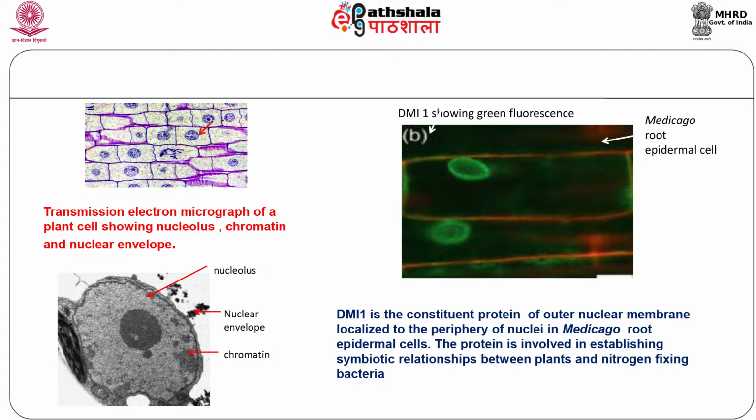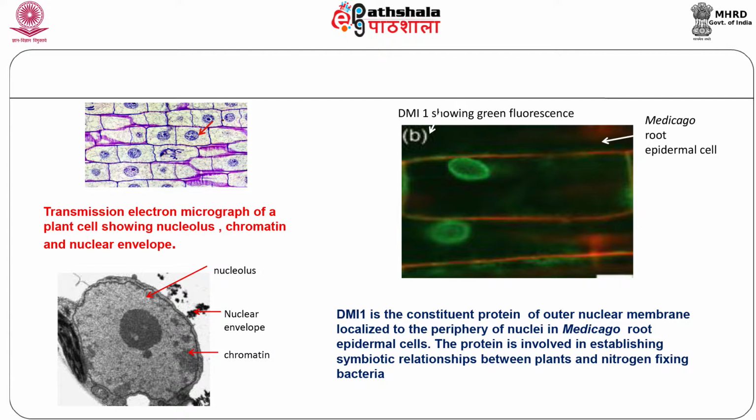The nucleus also contains chromatin and one or more nucleoli. Nucleolus is the site for ribosome synthesis. Proteins present in the outer nuclear membrane help in maintaining shape of the nucleus. These proteins are also required in cell signaling and cell division.